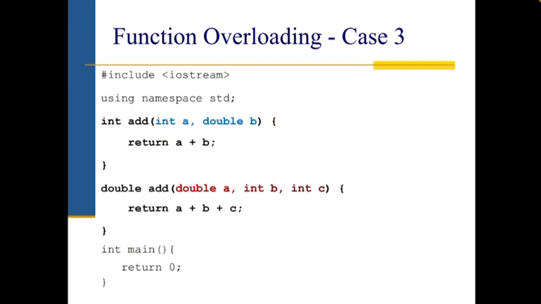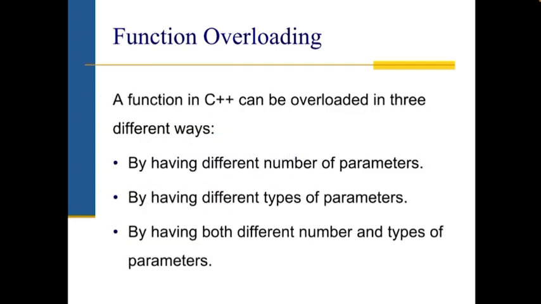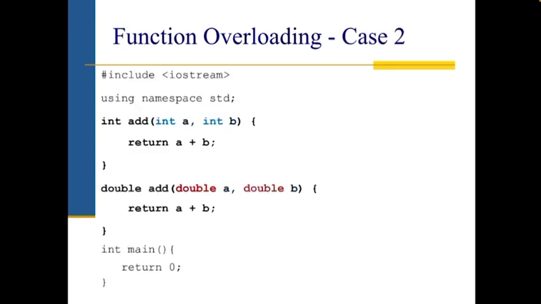And the last case is bringing in the two ways to overload a function, both having different numbers and types of parameters. So this is the third case. We have the integer and we have double. We are using both of them. Yes, both of the ways.